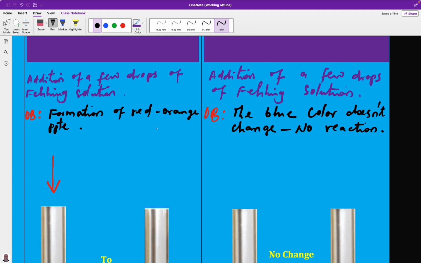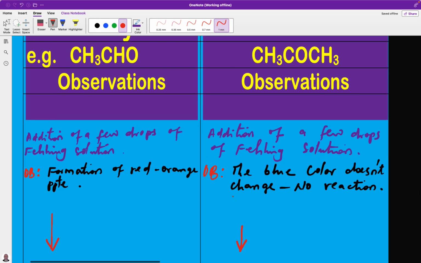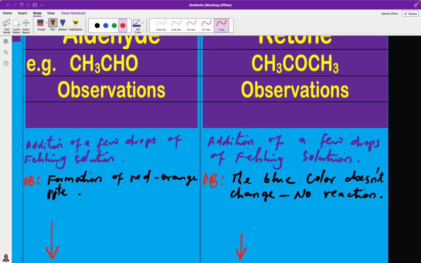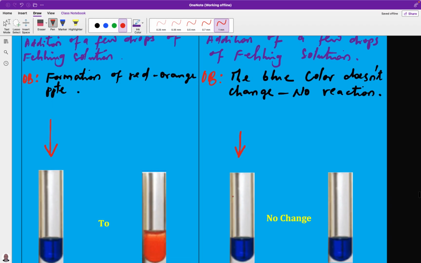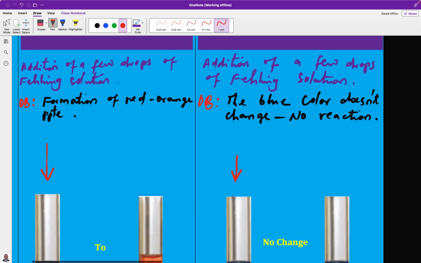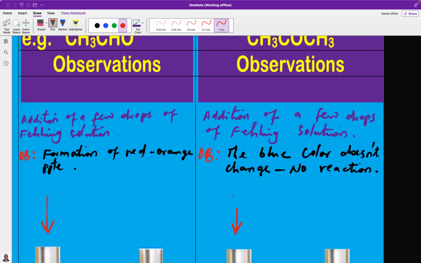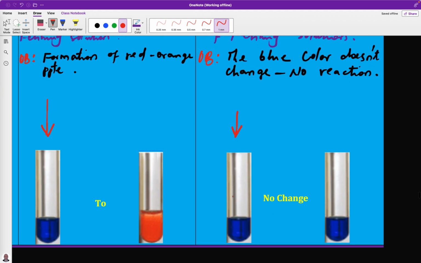Formation of a red-orange precipitate, implying a reaction has taken place in the case of the aldehyde. So now, with the ketone, no change. Now, in the case of the aldehyde, in this case ethanol, what has caused the formation of a red-orange precipitate? A reaction has taken place in the case of ethanol.